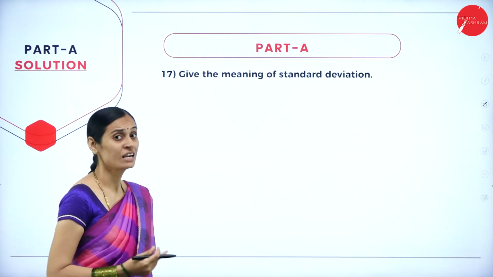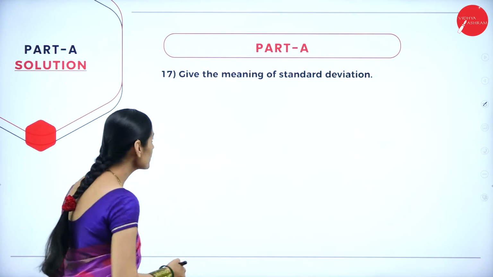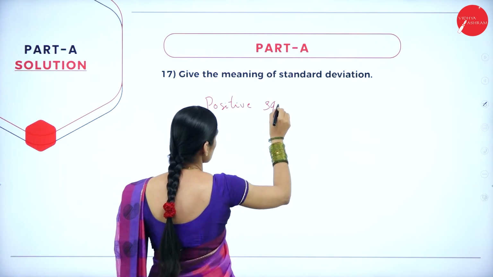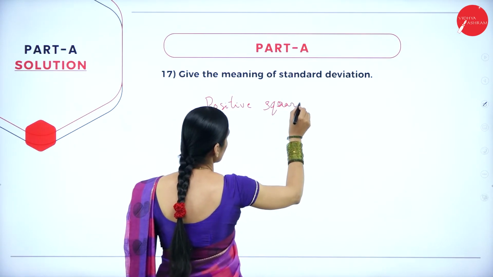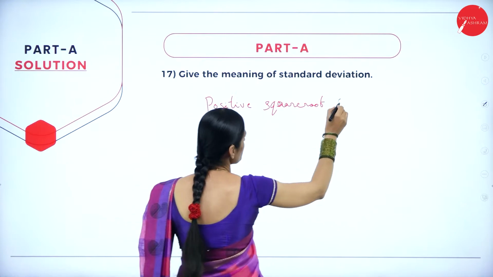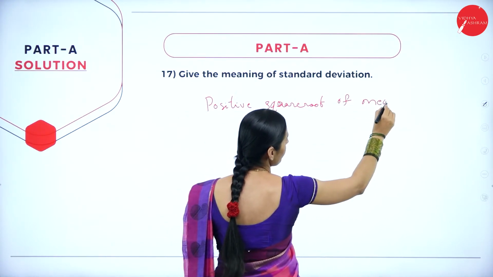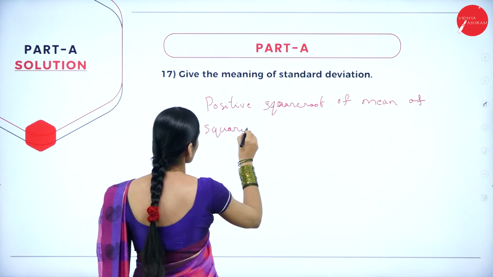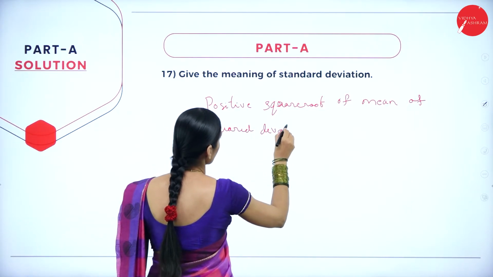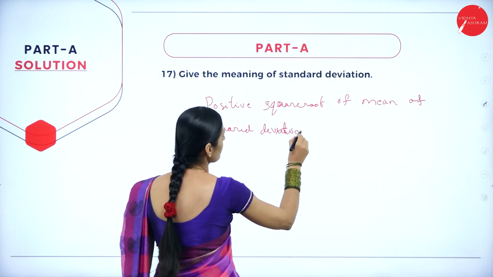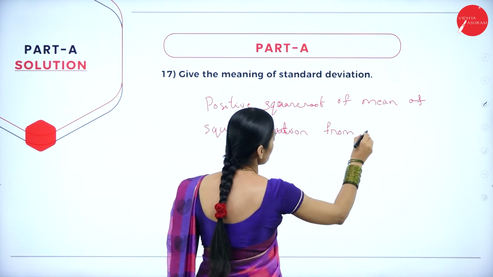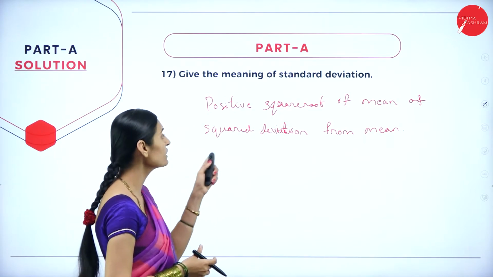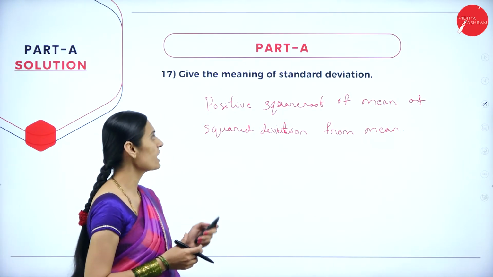Next, give the meaning of standard deviation. This is the positive square root of the mean of the square deviations from the mean. So this is the meaning of standard deviation.